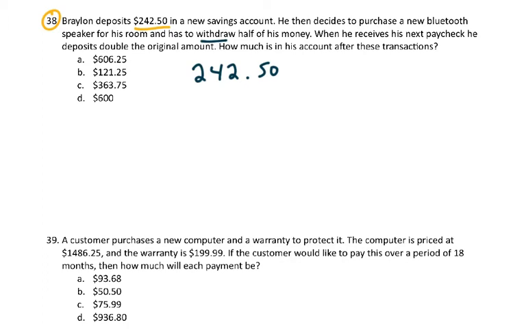A quick trick to this is to look at what's half of the 0.5. Half of 50 cents is 25 cents. And then half of each of these numbers is 121. So this is half of that, and he's taking it out. He's withdrawing it, so you can subtract that off.